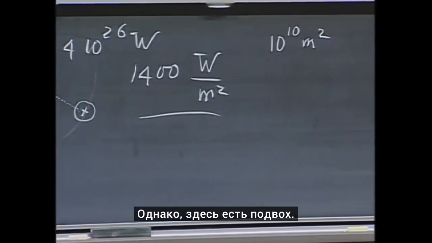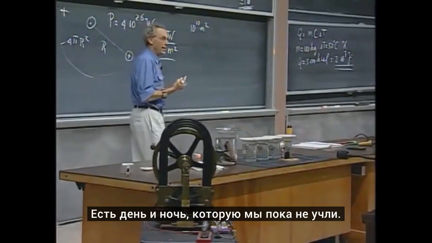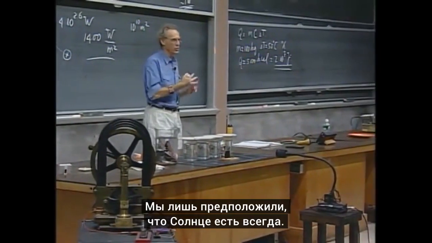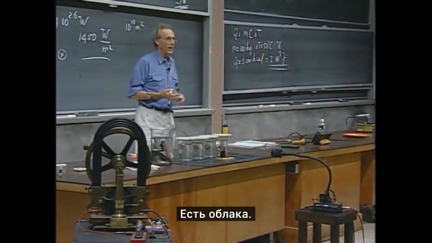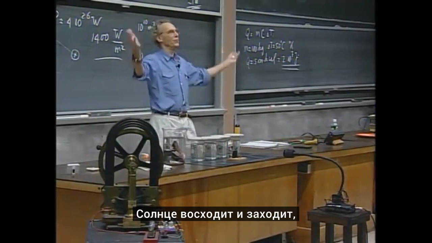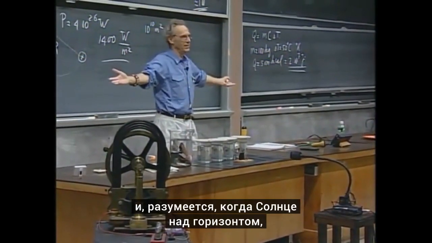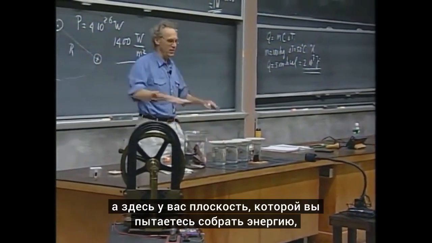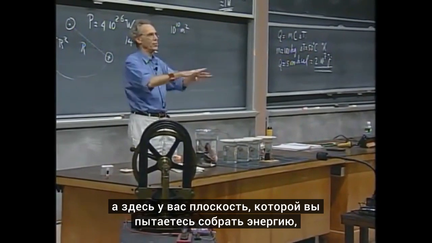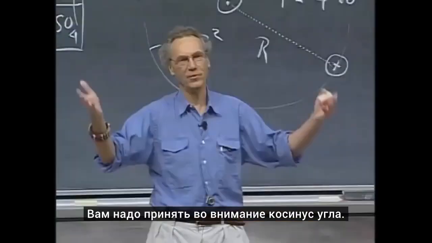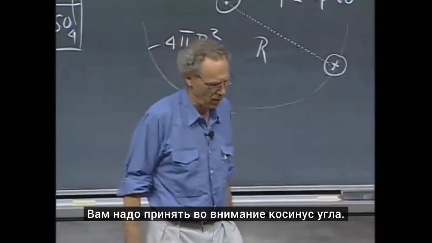However, there is a catch. There is day and night, which we haven't allowed for yet. We just assumed that the sun was always there. There are clouds. And then the sun rises and the sun sets. And of course, if the sun is at the horizon, and here is your plane where you try to absorb the sun, you get nothing. So you have the cosine of the angle has to be taken into account.